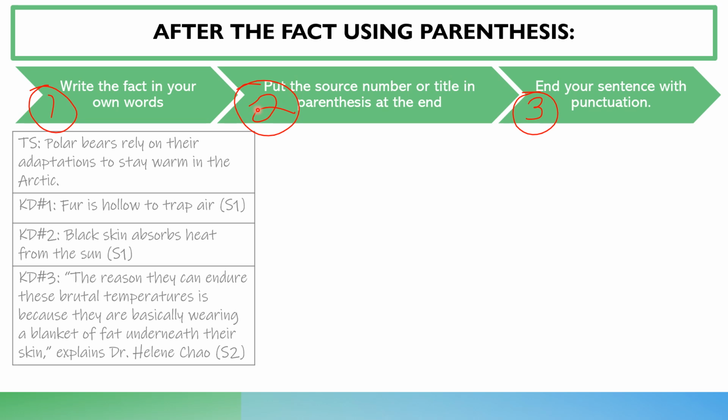So let's look at some examples. Over here, I have sort of an example of a paragraph planner. I have the topic sentence I want to teach, and I have my three key details that I've pulled from my sources. So let's look at how we would write those different key details and cite the sources. The first key detail that I want to teach is that polar bears have hollow fur in order to trap air. So first, I'm going to write that fact in my own words.